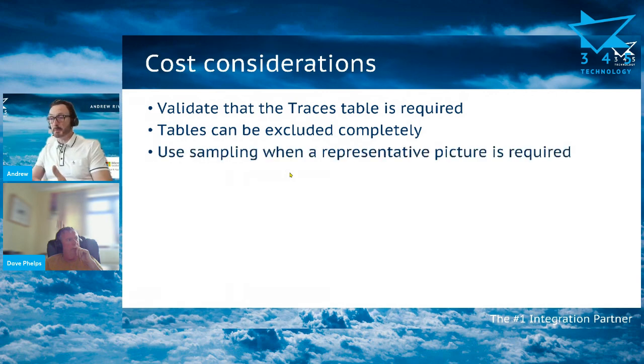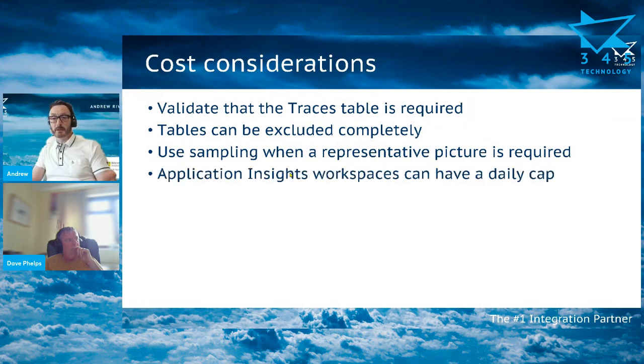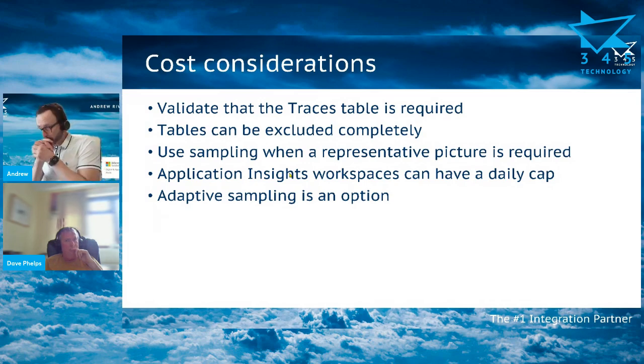You can use sampling. We mentioned that before, but if you've got 1 million things a day, you might only want to sample 1% of them, and that will actually give you a decent picture. You can also set a cap on your App Insights workspaces, so you can't go over a certain amount of charge per day. And then there's adaptive sampling. So, Dave, there's a big long laundry list there. Do you want to pick out some highlights and dive into those a little bit more?